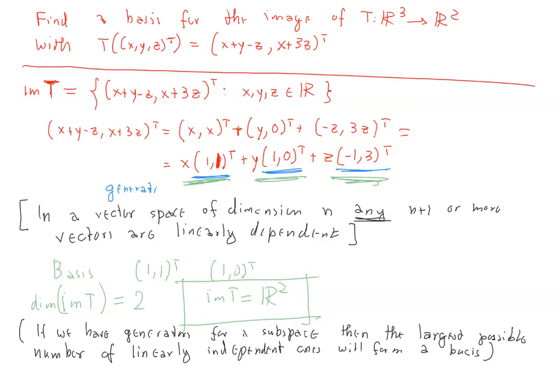You're absolutely right. There's the question of, I chose (1, 1) and (1, 0). Could I have chosen (1, 0) and (-1, 3)? Absolutely. Could I have chosen (1, 1) and (-1, 3)? Absolutely. Because any combination of 2 of them are linearly independent.